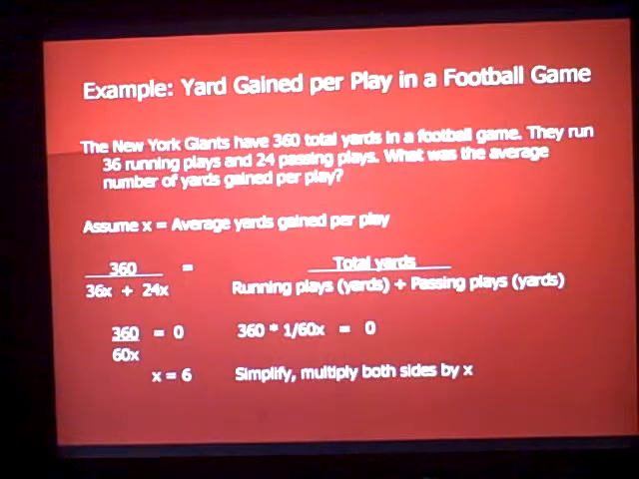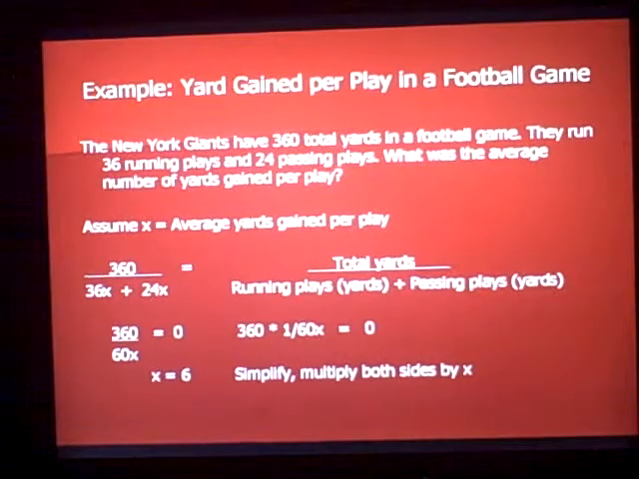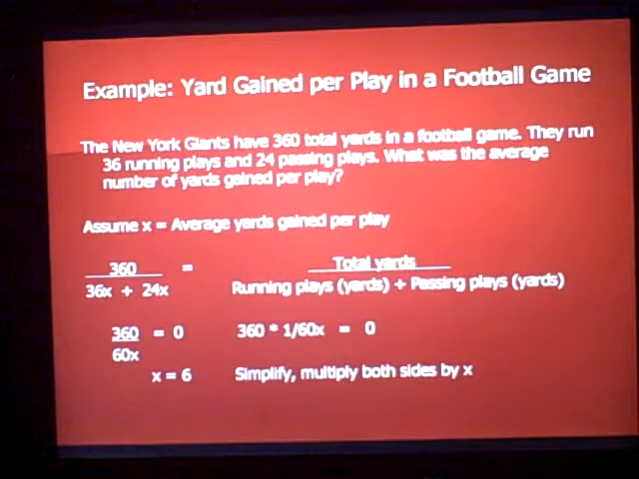We set it equal to 360. We use the rules we learned on the prior slides, and we say that 360 divided by 60x is the same as 360 multiplied by 1 over 60x. We can multiply both sides by x and solve, and we get x is equal to 6.